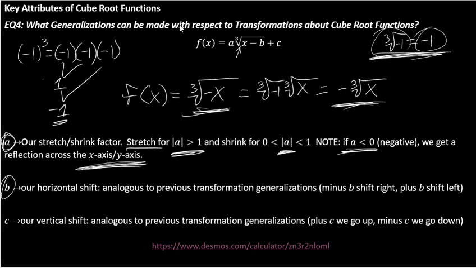So our B term, well, that's our horizontal shift. Nothing new there. And I've got the little note for you there: minus B shift right, plus B shift left. Our vertical shift is C. Nothing new there. Adding makes us shift upwards. Subtracting makes us shift downwards. And before I end this video, let's look at Desmos really quickly.